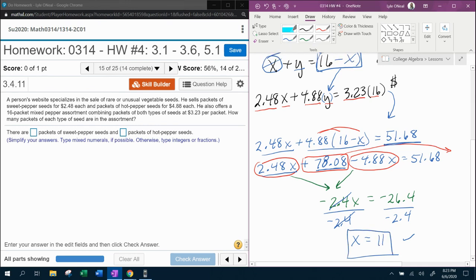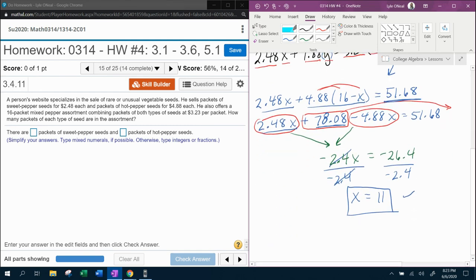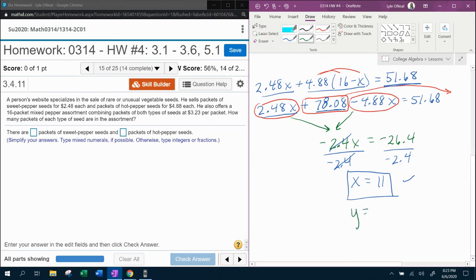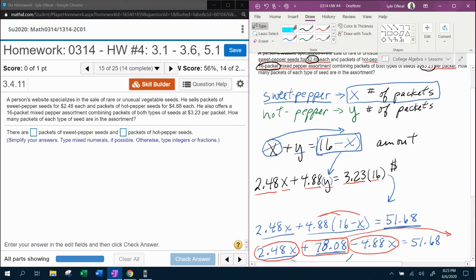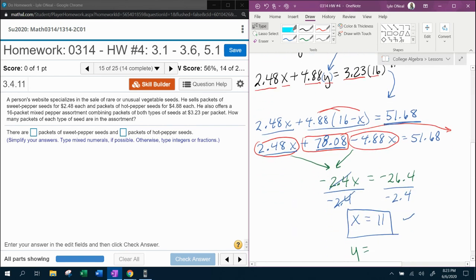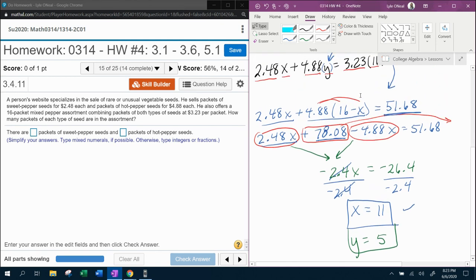11 packets of sweet pepper seeds. That's 11 packets of sweet pepper seeds. Now, how many hot pepper seeds? Well, there were 16 in the mixed assortment. So we know that this is going to have to be 5 because 11 and 5 is 16. And that gets the amount of each number of packets.